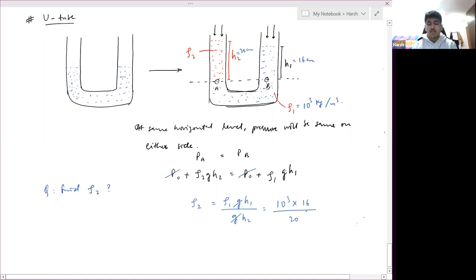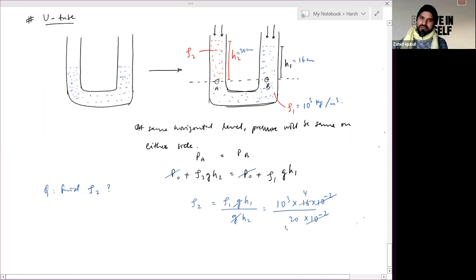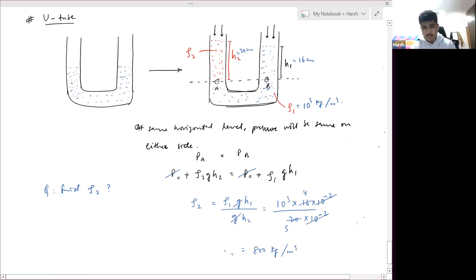If you have to convert into meter, just multiply by 10 to the power minus 2 in both numerator and denominator, so these terms will cancel out. 4 into 4 and 4 into 5. So 4 divided by 5 is 0.8, multiplied by 1000, so it will be 800 kg per meter cube. Yes, sir, I got the same answer. Good.